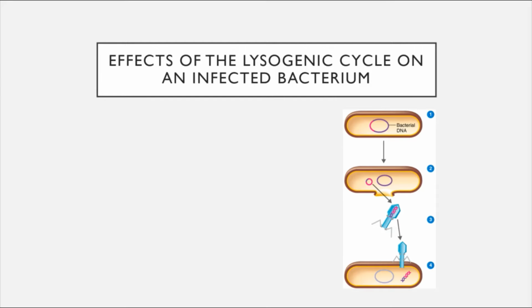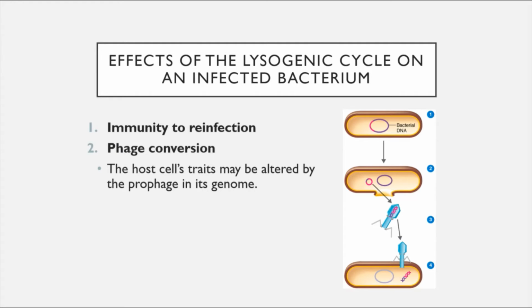Now, when a bacterial cell is infected with a temperate phage that carries out the lysogenic cycle, there are a few consequences that occur for that bacterial cell which are not relevant to the lytic cycle. One of those consequences is that the bacterium becomes immune to reinfection with the same bacteriophage. Another one is a phenomenon called phage conversion.